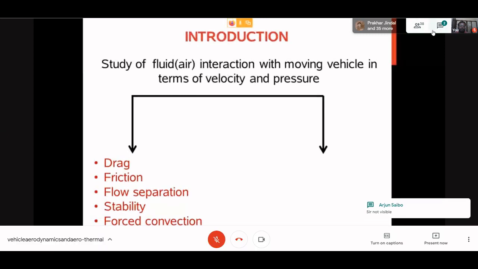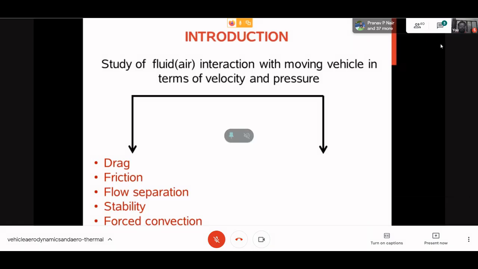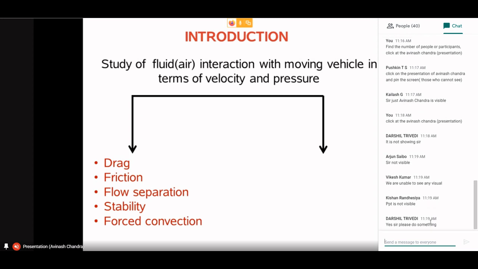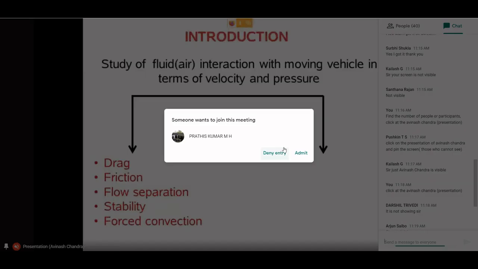If it is not sticking to the ground, then the vehicle is not stable. Then obviously we can crash, or it can topple. Then forced convection. Forced convection, why? Here I'll give a little introduction, or a glimpse, of the thermal part.